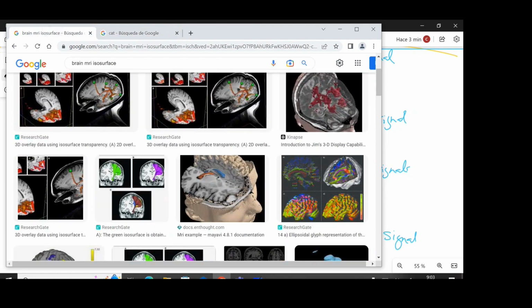But the brain is 3D. So the iso whatever is the surface, so it always has one dimension less. You see? Okay.